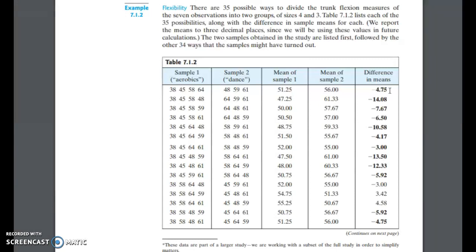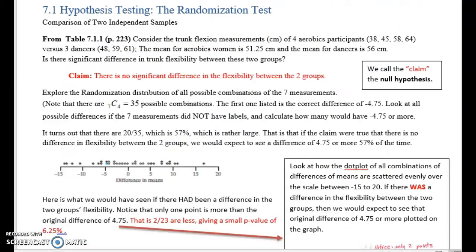So one way to deal with the fact that it is so small is to not trust these results, but to say, what if these 7 data measurements were label-free, meaning put them all on index cards, throw them in a bag, and pick them out of a hat without labels as to if they came from aerobics or dance. And then look at the mean of each of those combinations for the first group of 4 and the mean of the second group of 3, and then look at the difference in means and find all combinations. So that's the idea that we are doing in here.